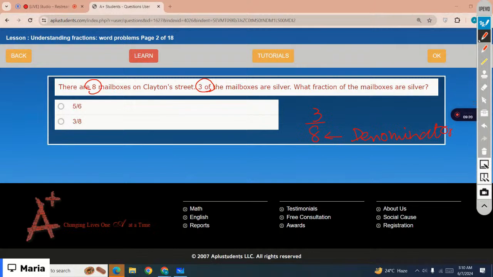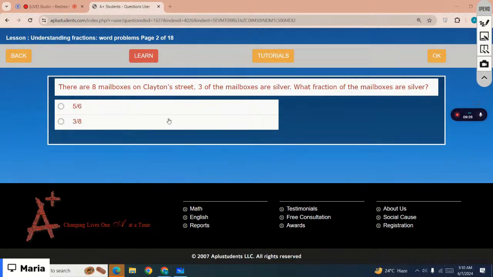Simran, where is 5 and 6 in the question? That is 3 out of 8.